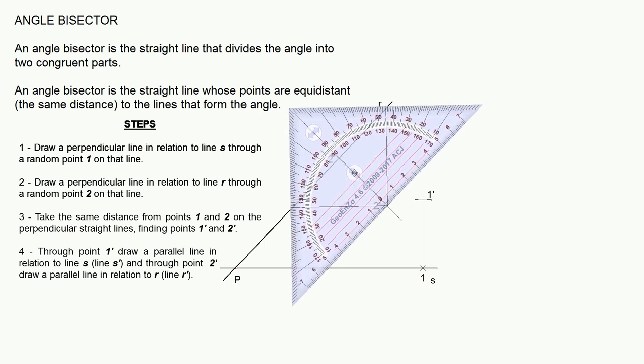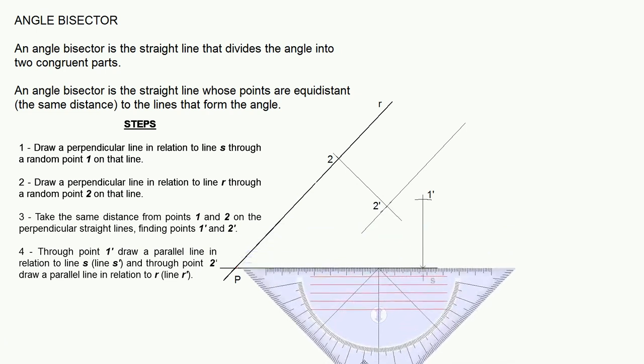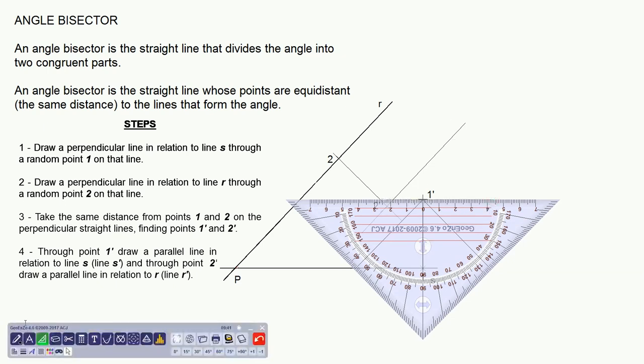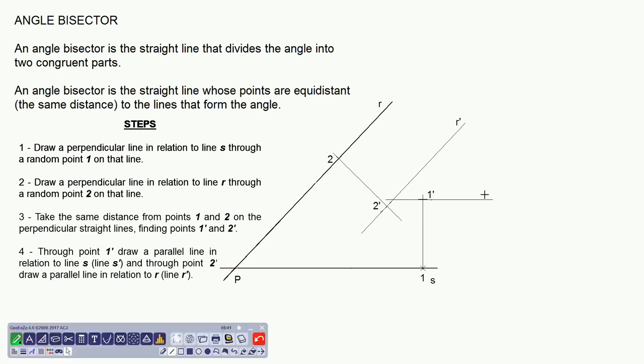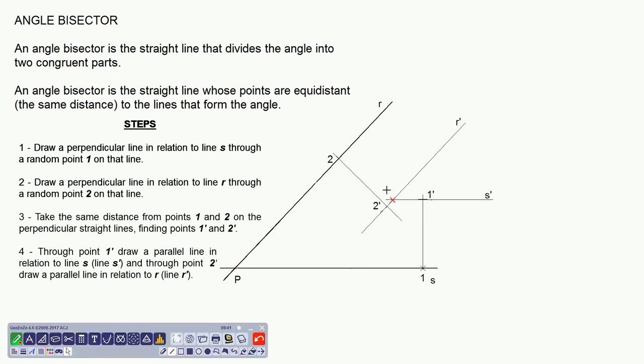Now I have to draw a parallel line to line R that goes through the point 2 that I have found previously, and I do the same, drawing a parallel line in relation to line S that goes through point 1. Both lines meet in one point, that is point A.